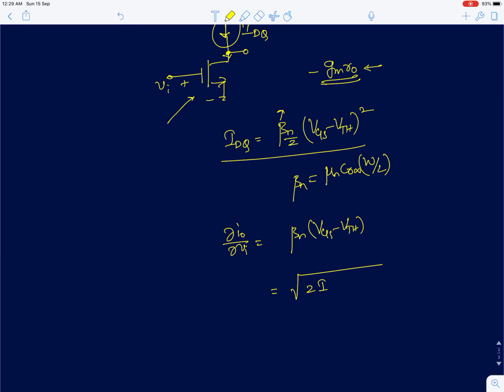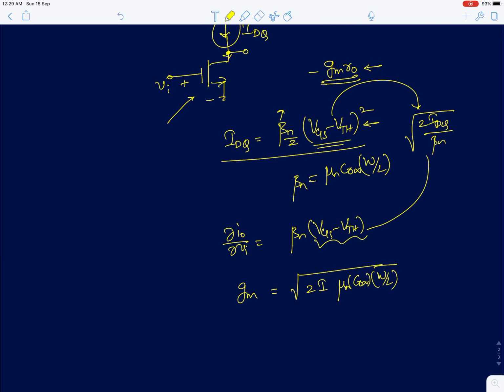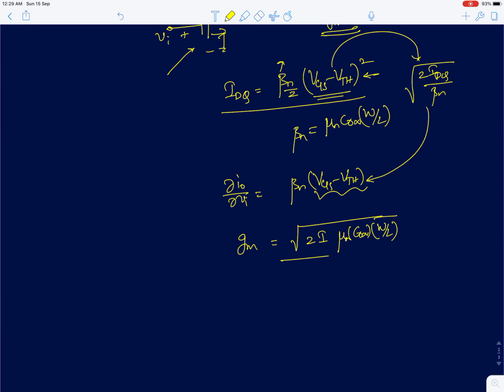So this is gm, and I am writing it as root of 2 I_D mu n Cox W by L. All I did was find VGS minus VT, which is root of 2 IDQ upon beta n. VGS minus VT can be written in terms of the drain current, so I substituted this result and I get this expression for gm, with IDQ here.